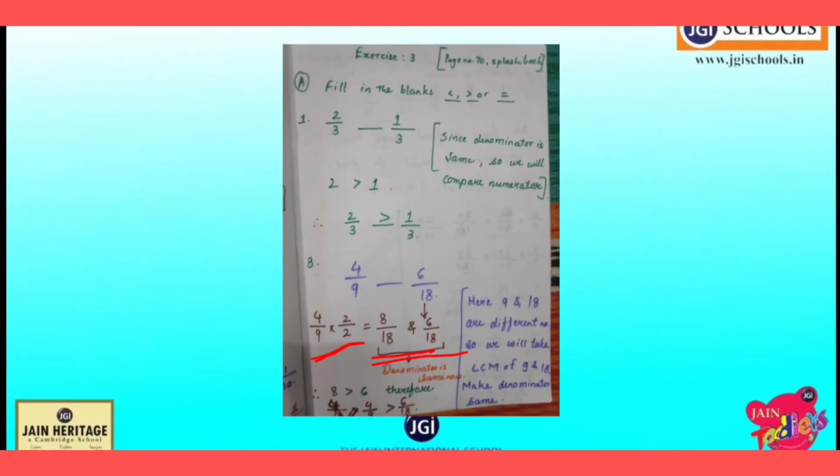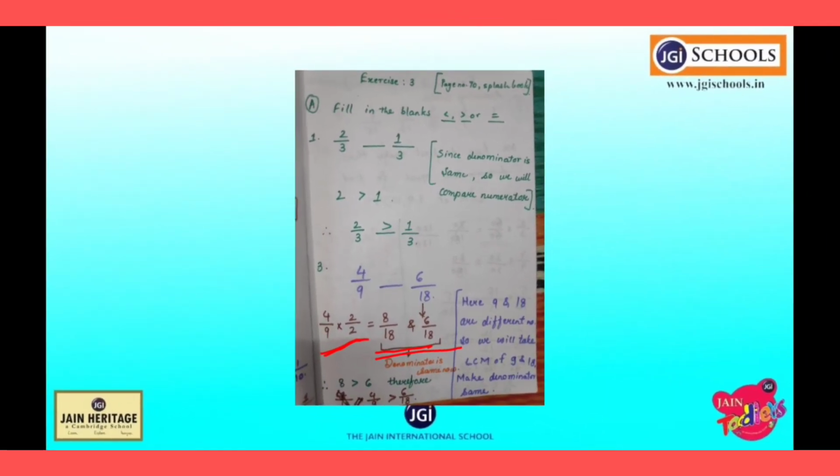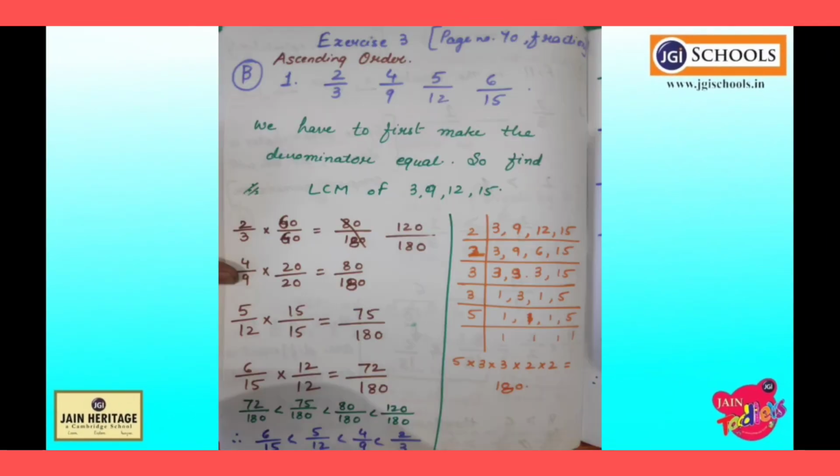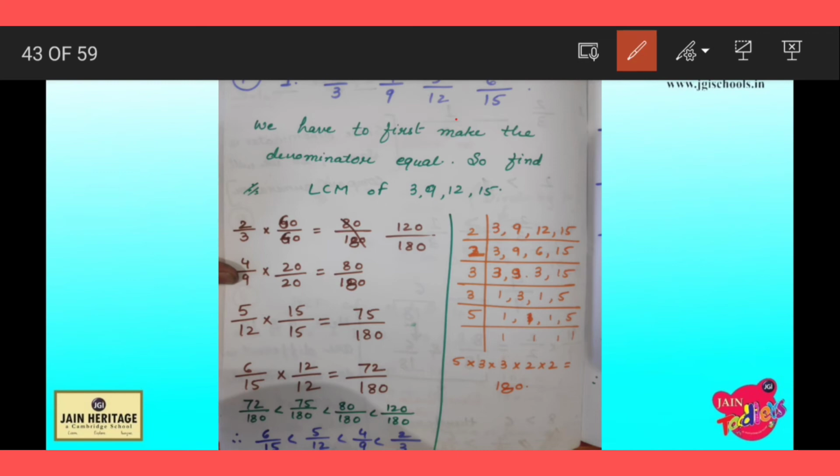Okay. So now we will see how to arrange the fractions in the ascending order and in the descending order. See, the first series given to us is 2 by 3, 4 by 9, 5 by 12 and 6 by 15. So we have to first make the denominators equal. How will you make the denominators equal?